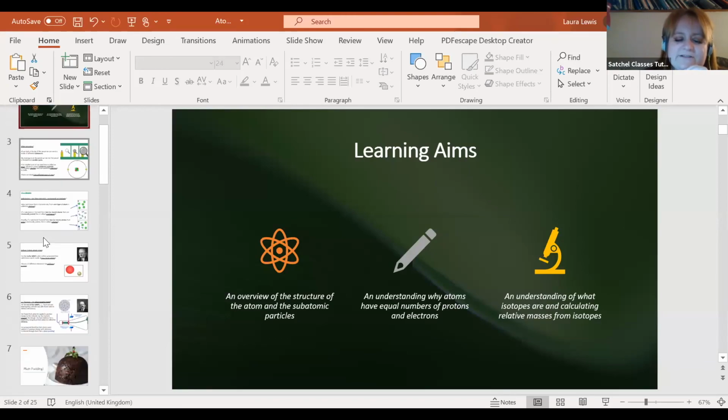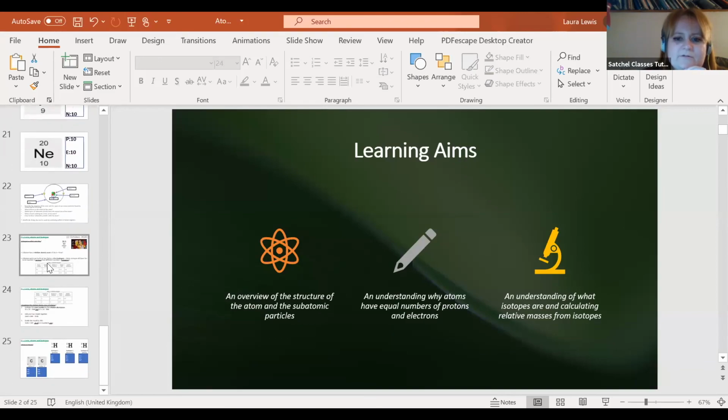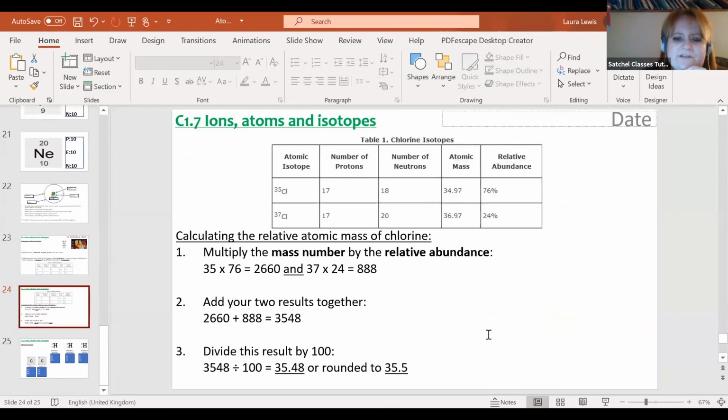Calculating relative masses. The step-by-step process was here. Again, you are able to pause that. Step-by-step process of how to calculate the relative mass, using the abundance and the atomic mass. And usually round it to one decimal place at the end.